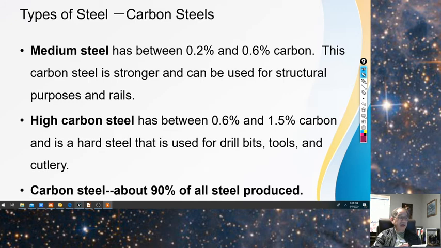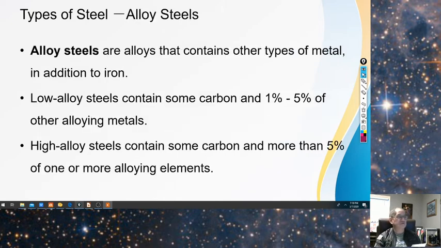Carbon steel, about 90% of all steel produced. Know that. Carbon steel. About 90% of all steel produced. And then alloy steels. What is an alloy steel? It's not just steel. Steel's already an alloy, but this is another alloy. An alloy on an alloy.